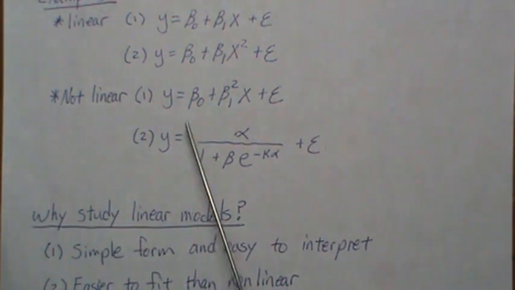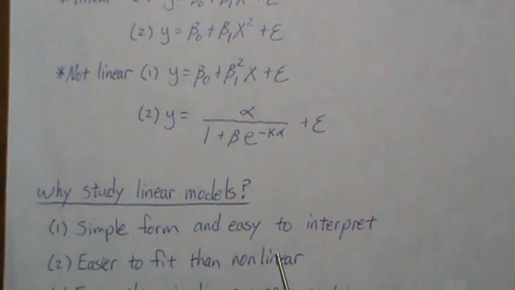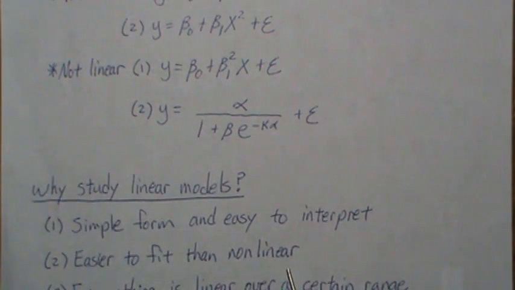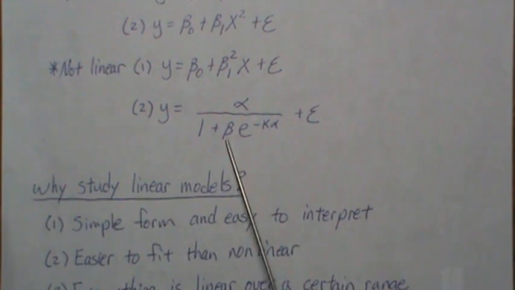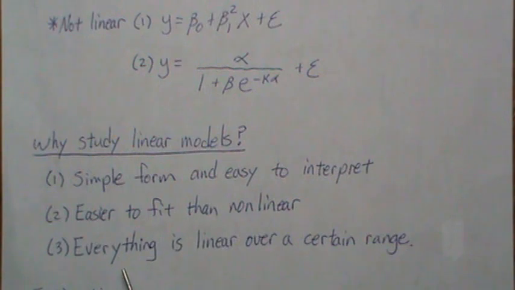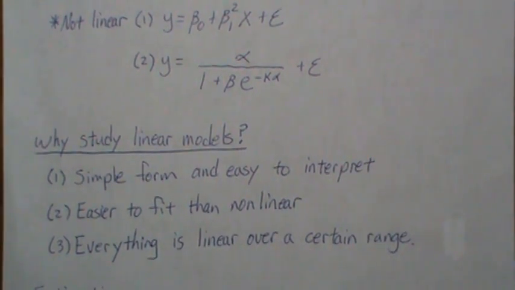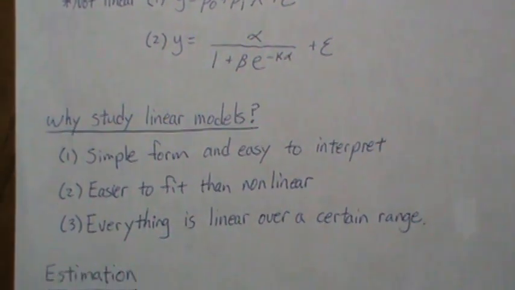One, it's a simple form. These are simple and they're easy to interpret. They're much easier to fit than nonlinear models, like this one, which is a nonlinear model. You have to have optimization programs and algorithms to come up with estimates of these beta parameters. And if we think about it, everything is linear over a certain range. So you can drill down and get closer and closer to the graph, and it becomes linear at some point. And so that's another reason.